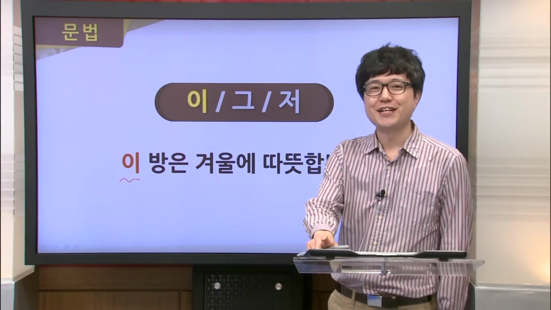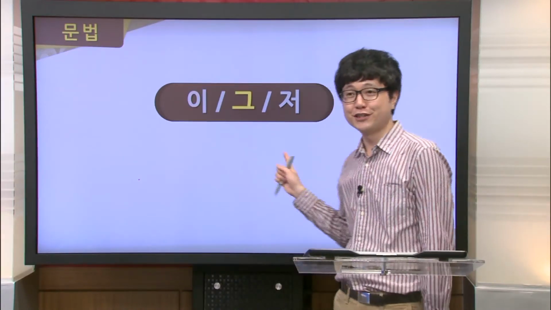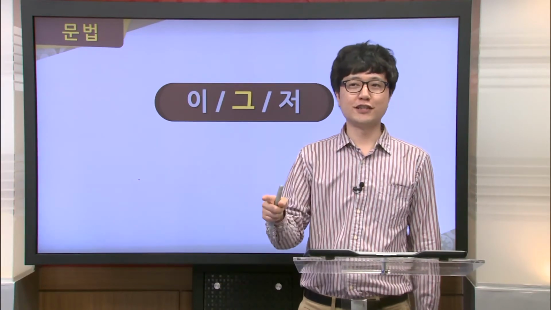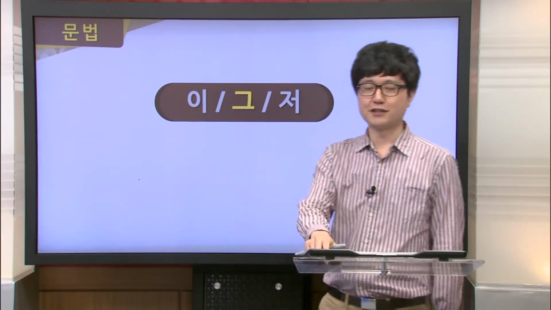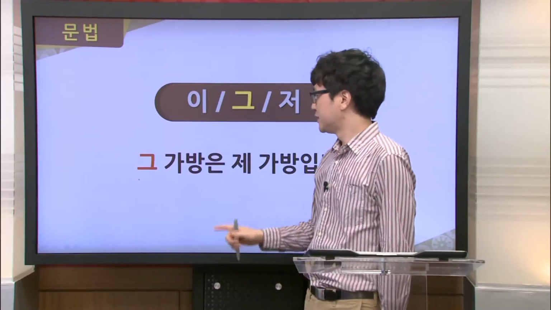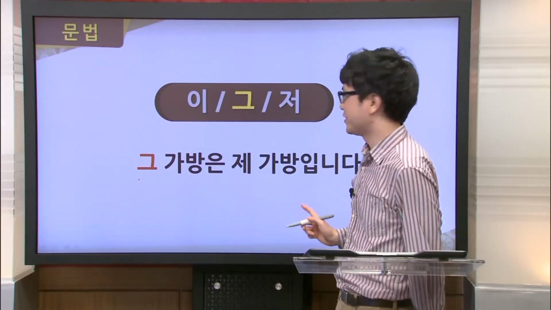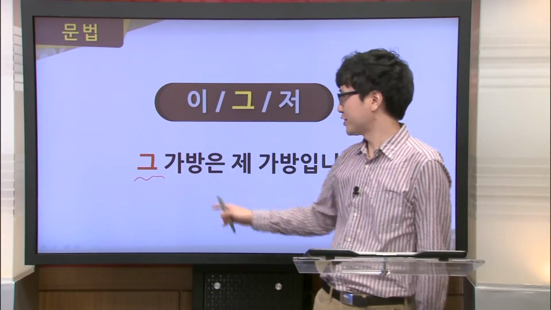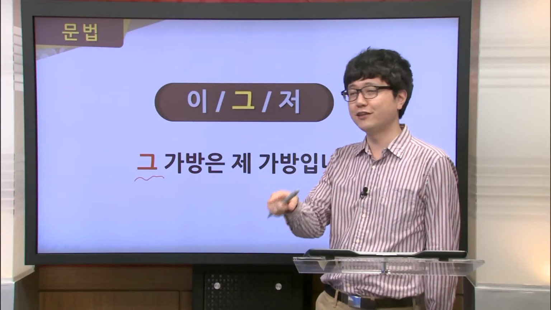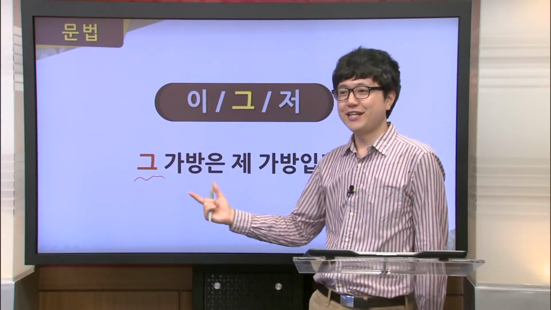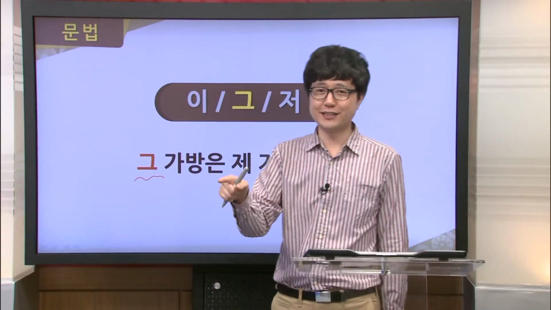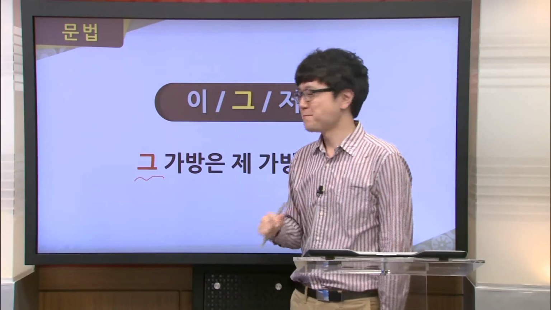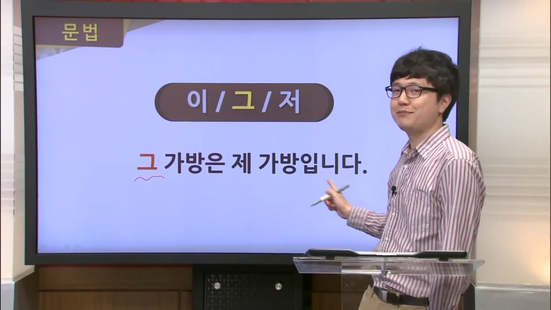Okay, good job. Now, if we move to the next example with 그, remember 그 refers to an object that is close to the listener but far from the speaker. So if we look at an example here, we have 그 가방은 제 가방입니다. We see that we have 그 here, so we can imagine this 가방 or bag is close to the listener, and whoever's saying this is indicating that the bag that's close to the listener is actually that person's bag. So, could you please repeat after me? 그 가방은 제 가방입니다.